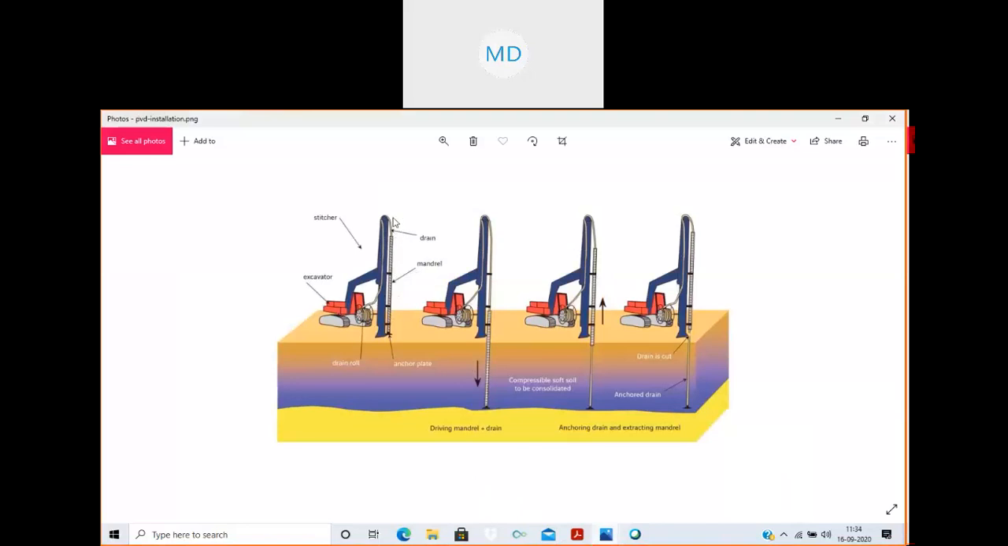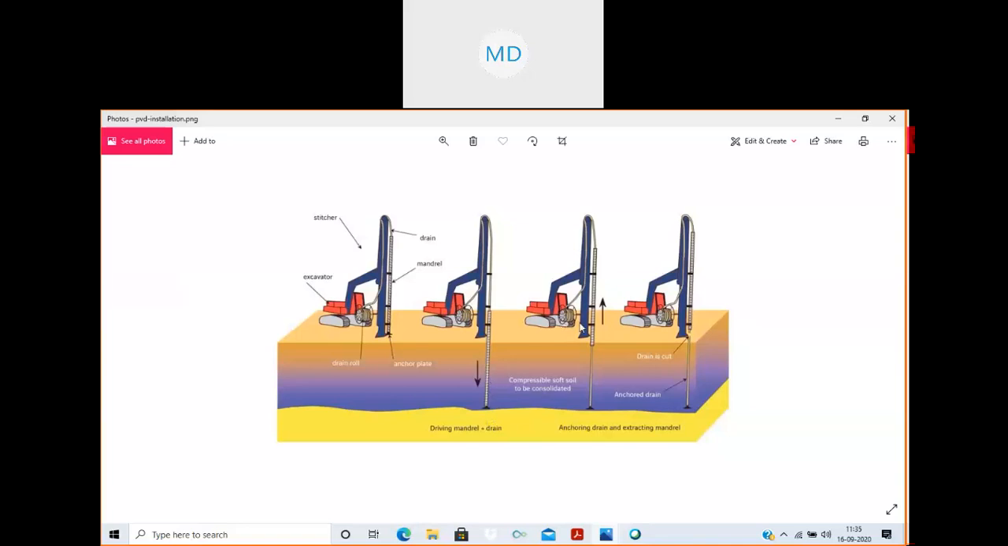So as a whole, these are prefabricated drains, the modern ones. The prefabricated drain is rolled here, and then this mandrel is put inside the ground. In the second image you see the mandrel is put inside the ground and the drain is inside this mandrel. It is put up to the required depth, up to how much depth we need for the consolidation work.